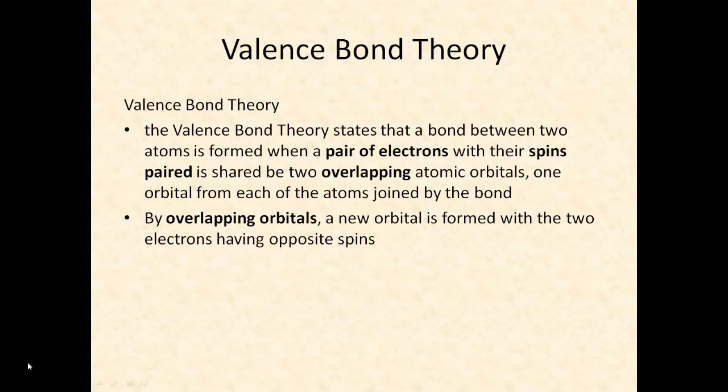Atom A and B are going to overlap their half-filled orbitals, and when they do, they'll create a new orbital that contains two electrons, one from atom A, one from atom B, and the two electrons have opposite spins.